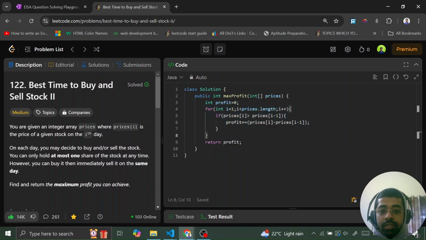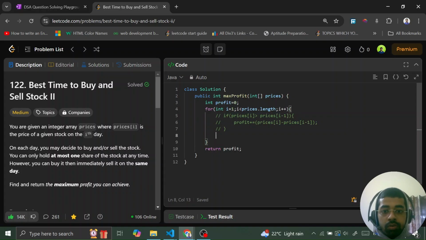And now let's go into a bit optimized solution in terms of code quality and cleaner code. So I will be converting this if condition into a conditional statement. How am I going to do that? So what's the condition? That if prices of I is greater than prices of I minus 1, in that case, I have to add something to the profit, else I will not be adding anything. It means it can also be just adding 0.